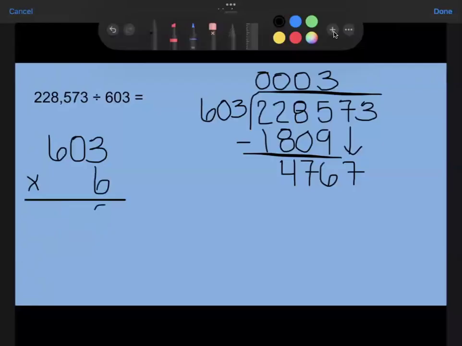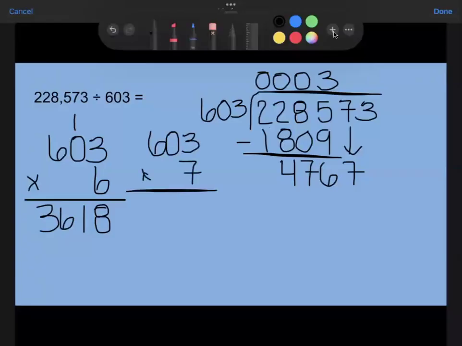So 3 times 6 is 18. And then we have 0 times 6 plus 1, which is 1. And then we have 36. Okay, so that's kind of close, but maybe we could go closer. Let's try 603 times 7 and see where we get. So that would be 21. 0 times 7 plus 2 is 2. And 6 times 7 is 42. Okay, so that's a lot closer than the 6.